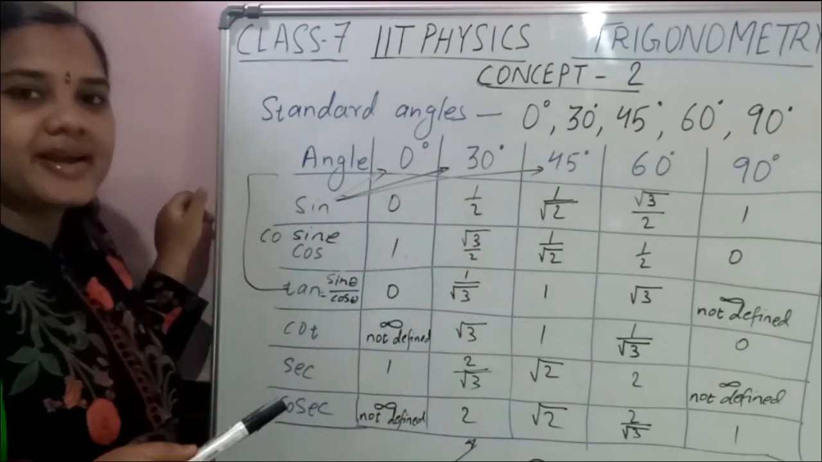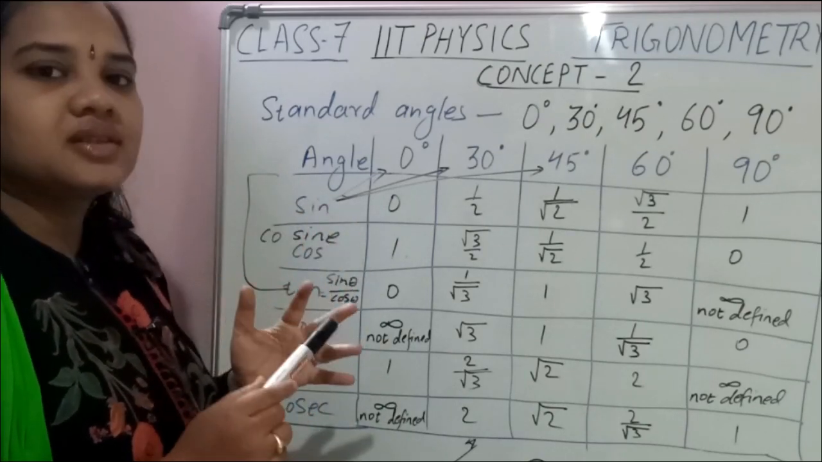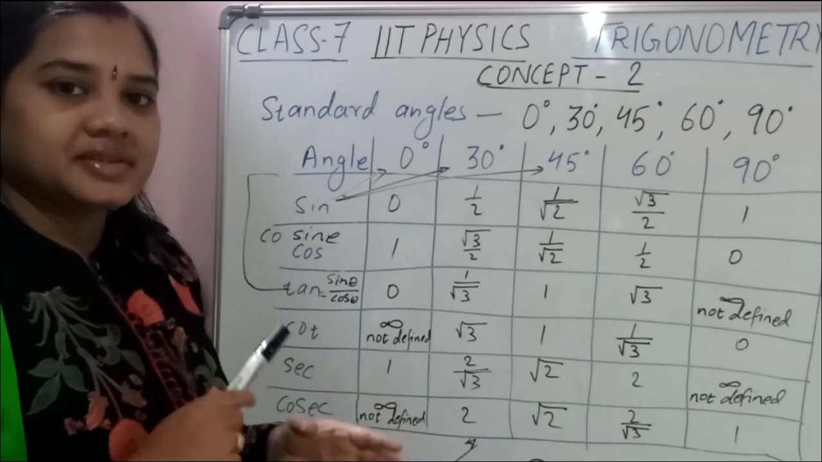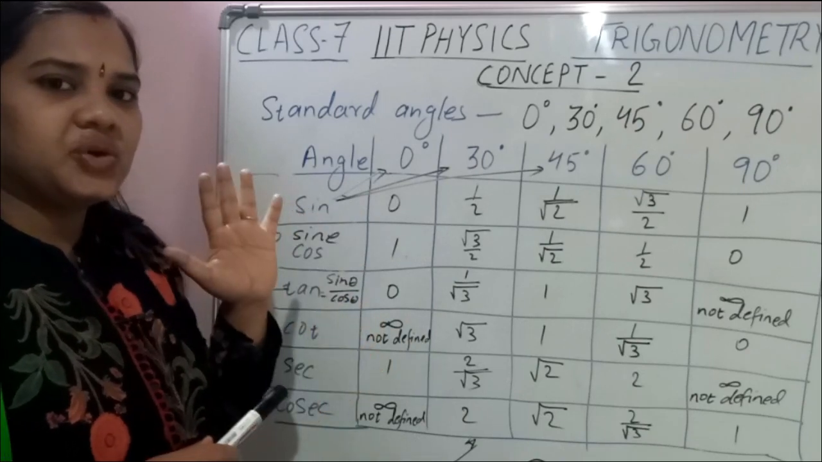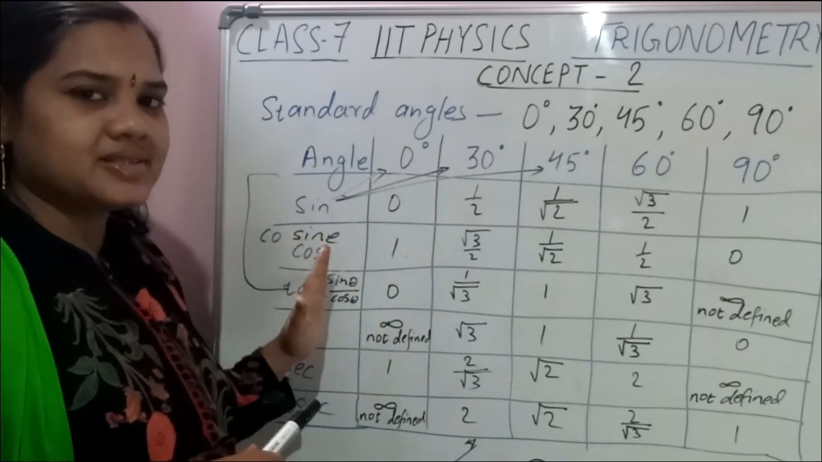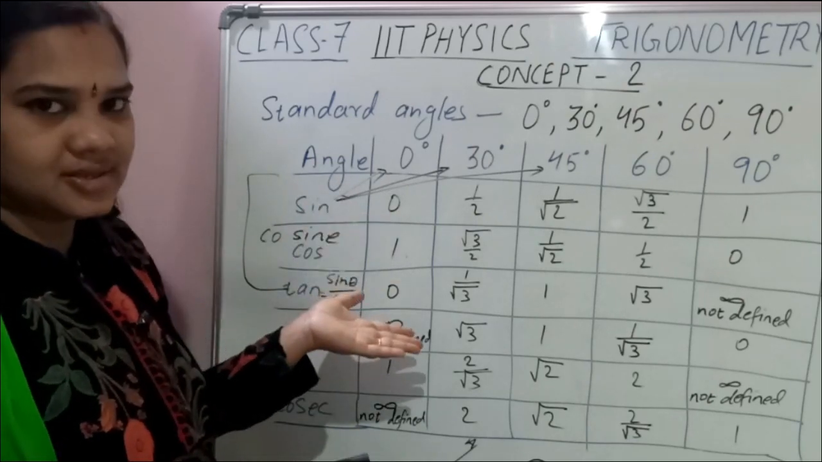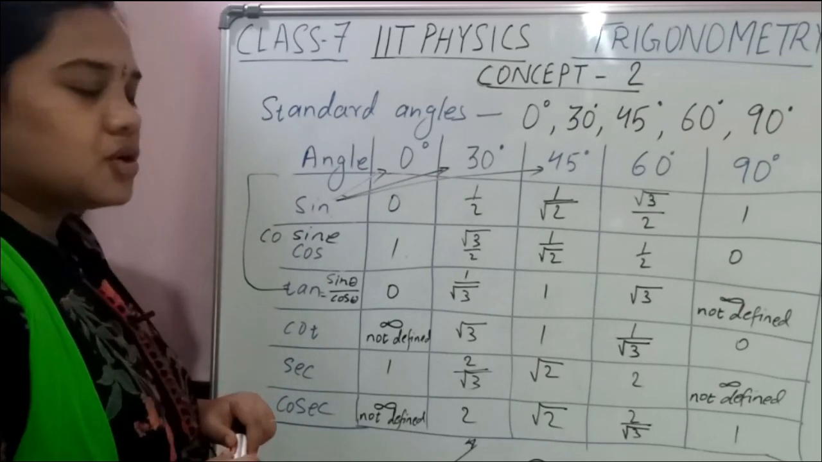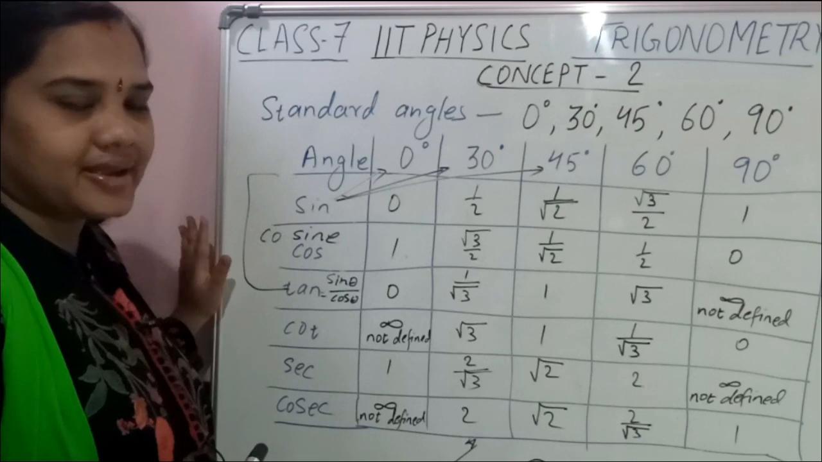So once again we will go through the standard angles. What are the standard angles? There are 5 standard angles: 0 degree, 30 degree, 45 degree, 60 degree and 90 degree. These are the main 5 standard angles. If you know the values for these standard angles, the other angles' values you can find by using them. That's why these are the standard angles. You must know the trigonometric values for these standard angles.